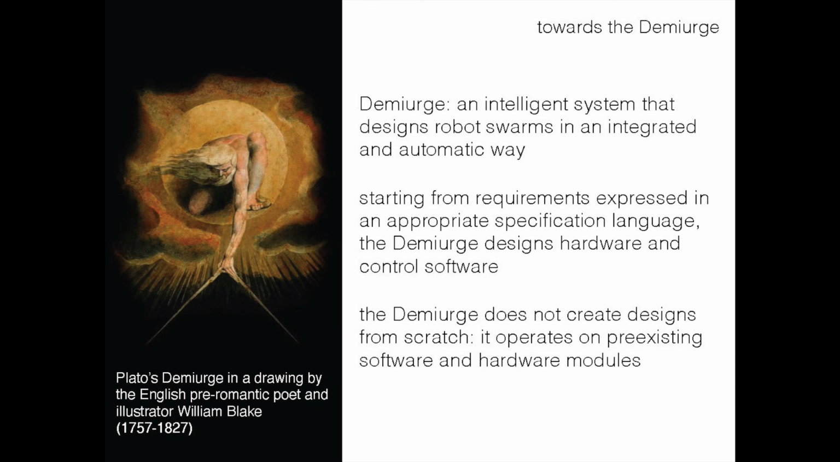The name Demiurge comes from a figure described by Plato, and the Demiurge is a deity in Plato's philosophy, a deity that fashions the sensible world, taking inspiration from the world of forms. And he does so by assembling pre-existing matter. So it's a deity that does not create the universe from scratch, but fashions the world as we see it.